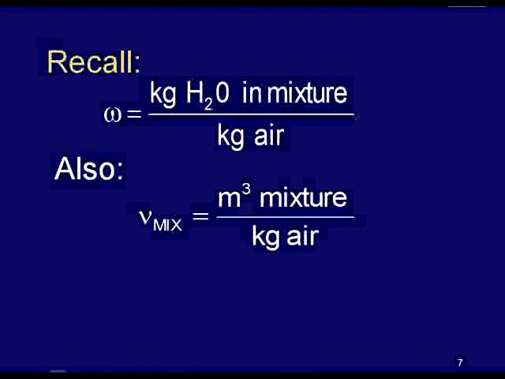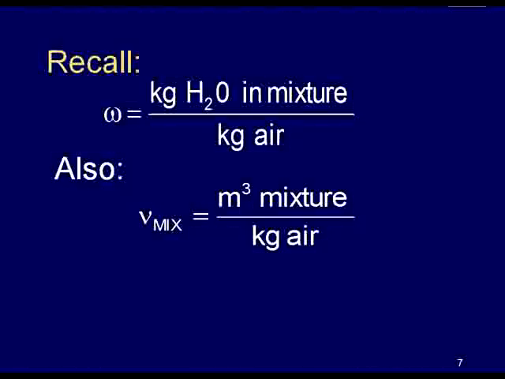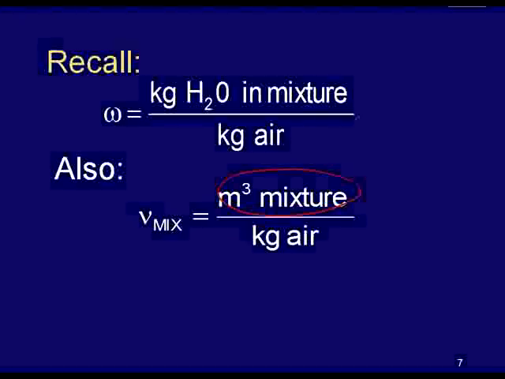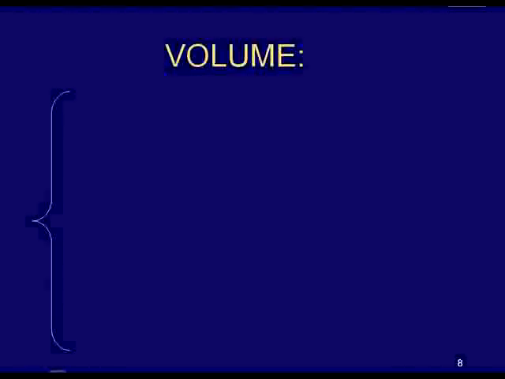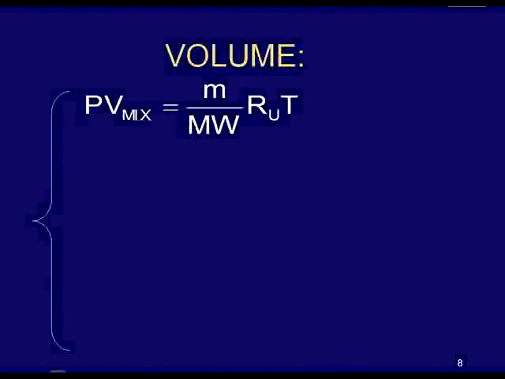Also, we have a property called the volume of the mixture, which is often given in meters cubed of the total mixture, that's water plus air, per kilogram of just air. And again, this is sort of a ratio rather than a fraction. We'll also take the enthalpy to be kilojoules of the mixture per kilogram of just air. And this is for convenience sake when we start doing process calculations. Let's do the volume calculation and show you how that's arrived at.